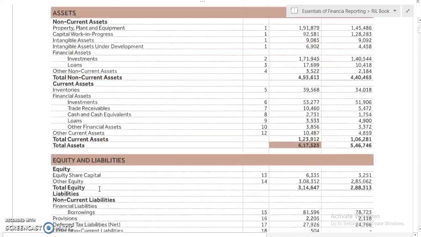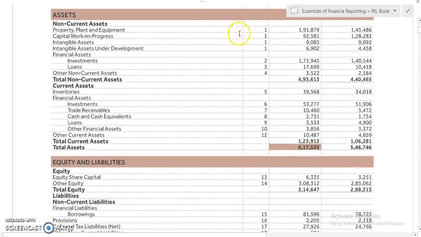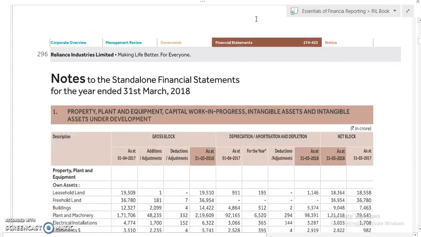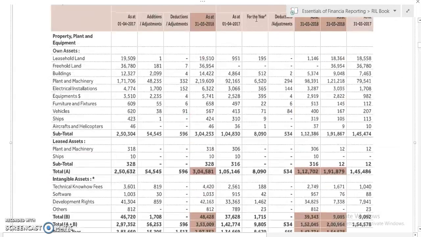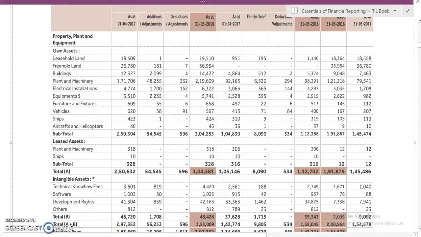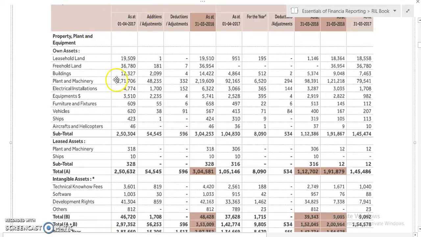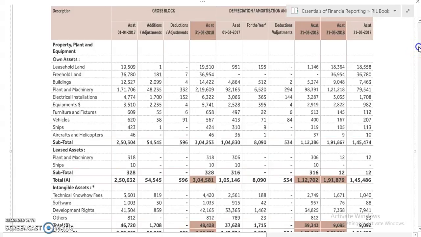In the previous section we said that we can see the details of property, plant, equipment, capital work in progress, and intangible assets in Schedule 1. So let's look at Schedule 1. What does it say here? Here are the property, plant and equipment. In this schedule you will see there are three blocks: gross block, depreciation, and what is called net book value.